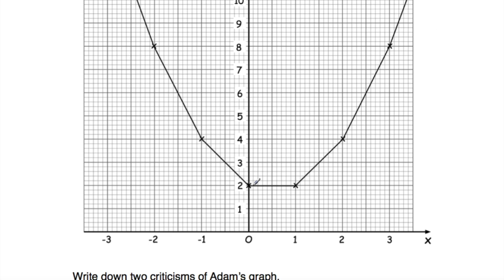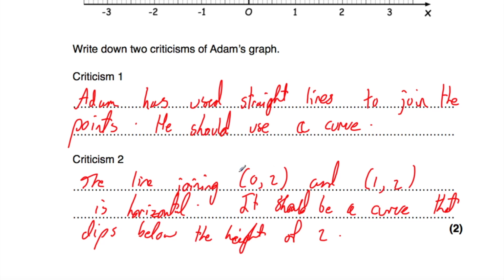The other criticism I'm going to mention is actually focusing on this flat bottom of the graph, the fact that the graph doesn't go down to a minimum point and rise up again. So this shouldn't be a horizontal line. It should go down below the height of 2 and then come back up again. So I've just written down criticism number 2. The line joining 0, 2 and 1, 2 is horizontal. It should be a curve that dips down below the height of 2 and then back up again. And that's it. Okay, let's look at our next question.